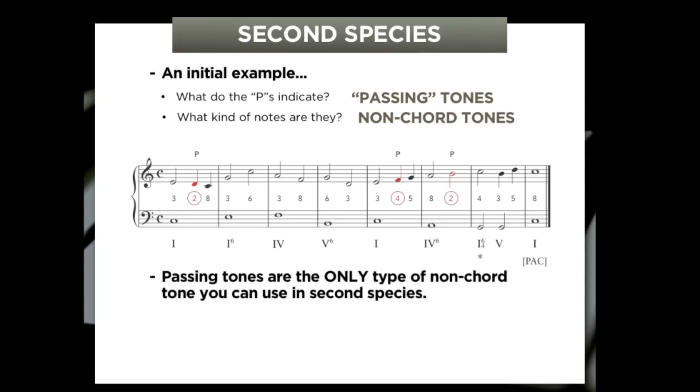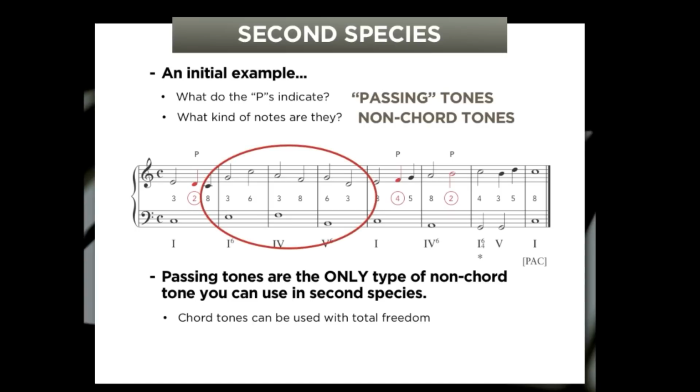It's important to mention that in second species, passing tones are the only type of non-chord tone you can use. One of the premises of species counterpoint is that we're really controlling how we introduce non-harmonic tones. The passing tone is our only option at this stage. Do note, however, that when chord tones are concerned, you can use them with total freedom. Just to give you an example, here's the second, third, and fourth bars of this particular exercise are all chord tones, and I'm able to leap kind of freely into them and out of them. I can shape the line nicely, but there's no restrictions on how I can use chord tones.